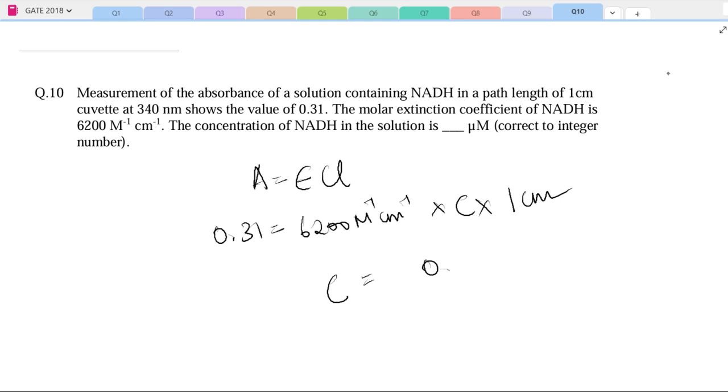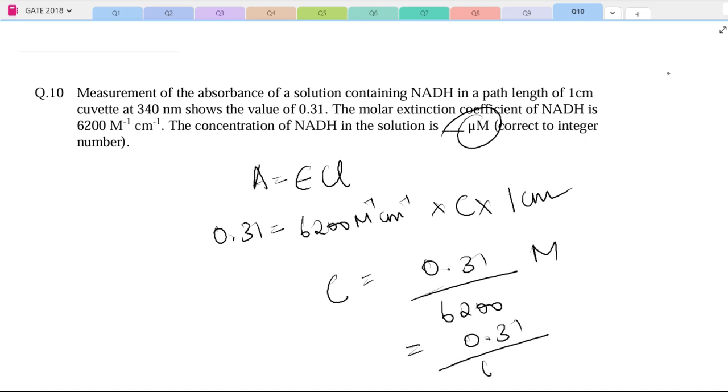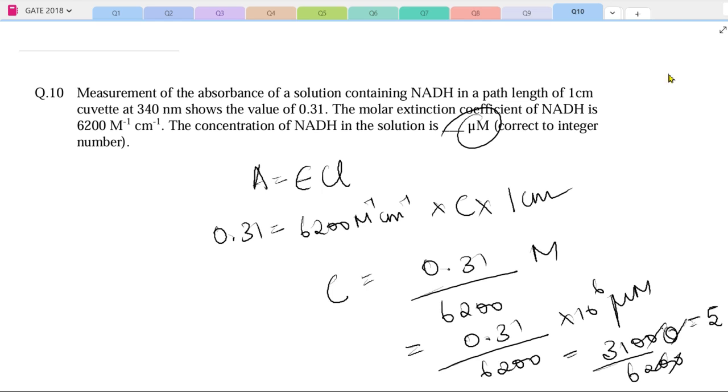So now concentration would be equal to 0.31 divided by 6200 molar. However, they have asked the answer in micromolar. So please kindly check what units are being asked. So that will give you 0.31 divided by 6200 into 10 power 6 micromolar. So this will be equal to 3100, correct. 31,000. Sorry, 31,000 divided by 6,200. So if you calculate this, this will be 50.